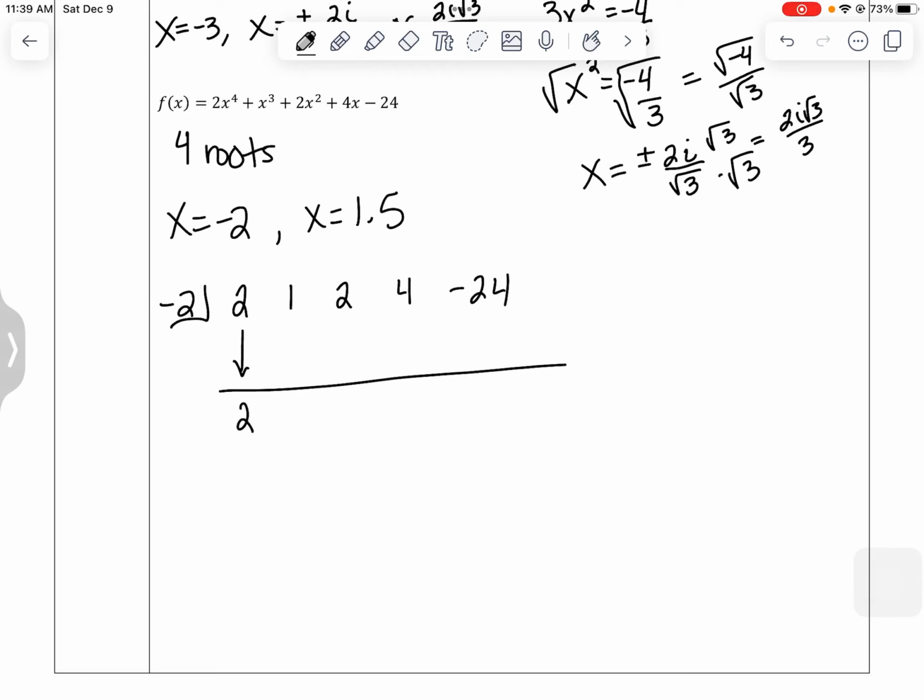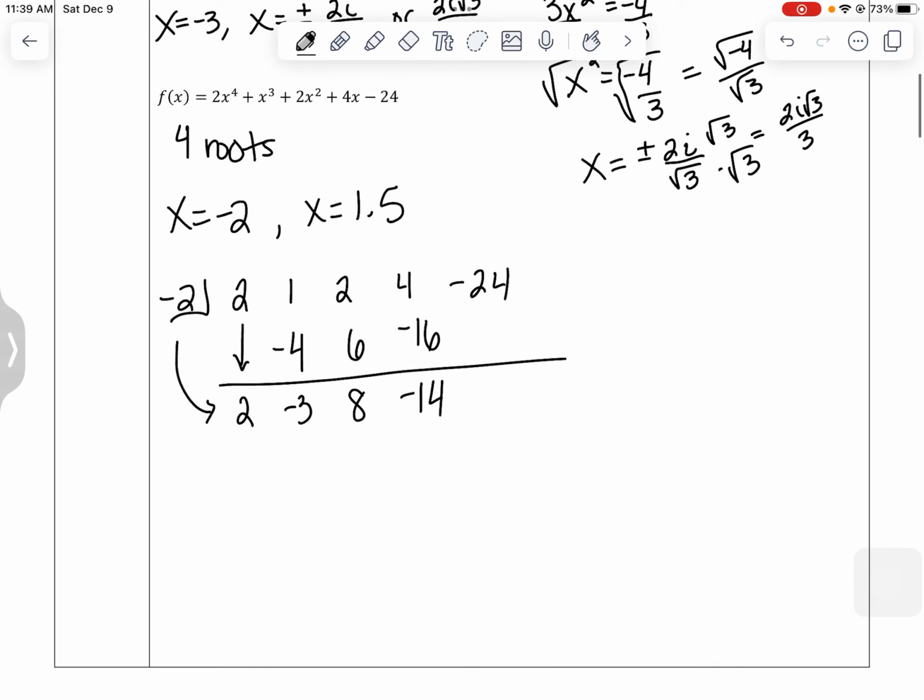Then do drop mama, drop it down, multiply, add, multiply, add, multiply. So I'm multiplying this way, adding vertically, multiply, oops. Yep, made a mistake there. And then I knew that this was supposed to be 0, so I caught my mistake.